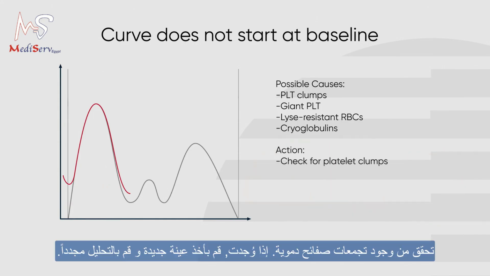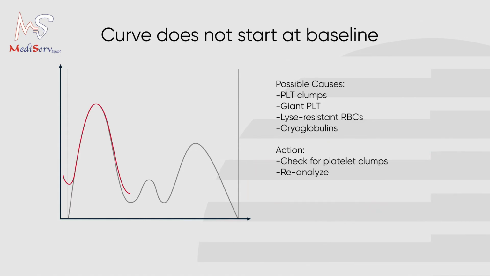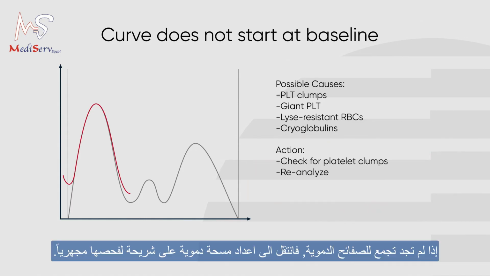Check for platelet clumps. If they are found, take a new sample and analyze again. If no platelet clumps are found, proceed to manual smear.